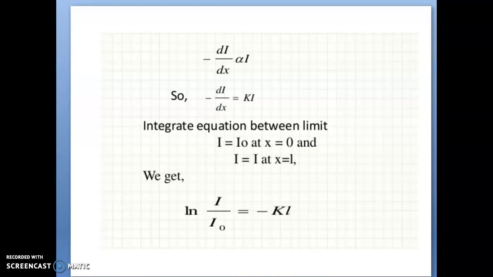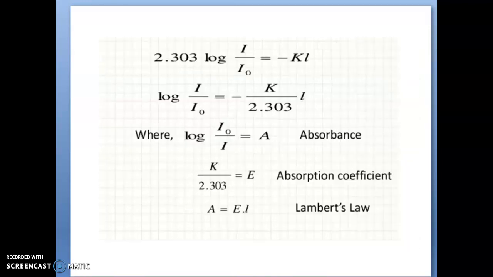Replacing ln with 2.303 log, we get log I0 by I is equal to k by 2.303 into L. Log I0 by I is equal to A, which is known as absorbance, and k by 2.303 is equal to epsilon, the absorption coefficient. So A is equal to epsilon L. That is Lambert's law.